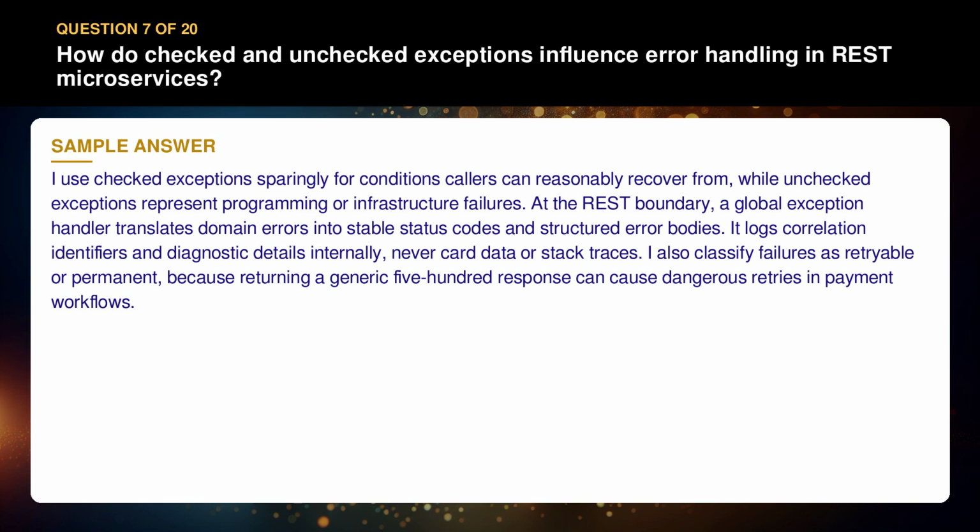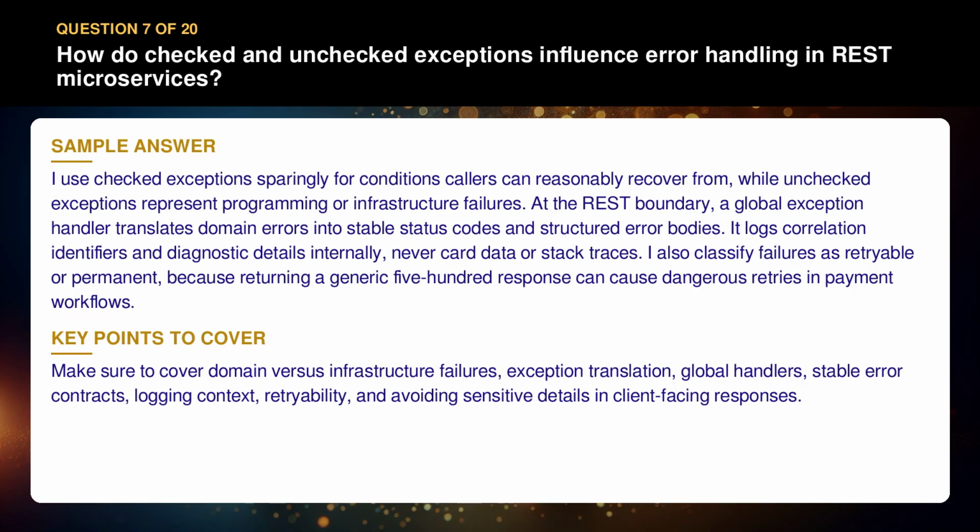At the REST boundary, a global exception handler translates domain errors into stable status codes and structured error bodies. It logs correlation identifiers and diagnostic details internally, never card data or stack traces. I also classify failures as retriable or permanent, because returning a generic 500 response can cause dangerous retries in payment workflows. Make sure to cover domain versus infrastructure failures, exception translation, global handlers, stable error contracts, logging context, retriability, and avoiding sensitive details in client-facing responses.